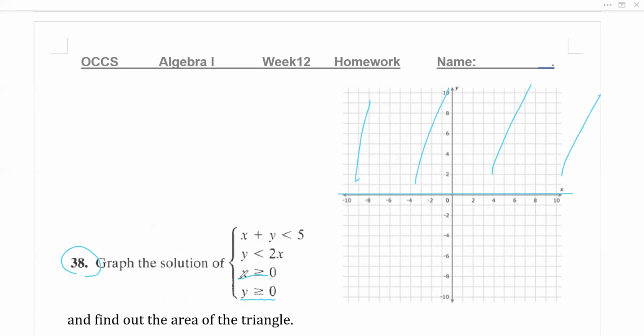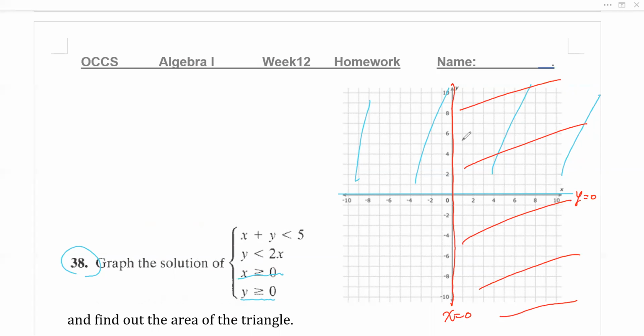Second one, x greater than or equal to 0. So x equals 0 is which one? X equals 0 is this line, right? This is y equals 0. X greater than or equal, so it's the right part. So actually the area would be in the first quadrant, right? Quadrant one is right here. So we finish these two.